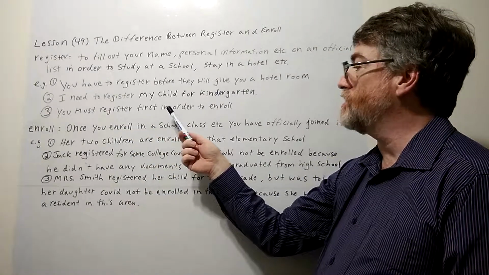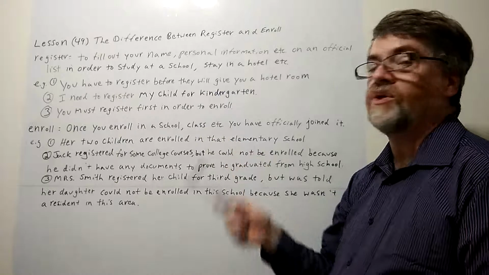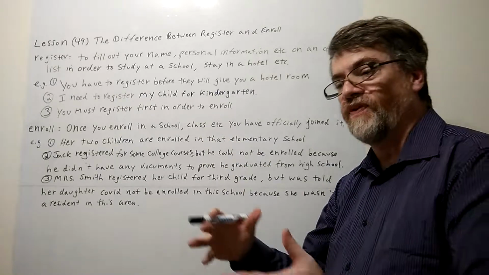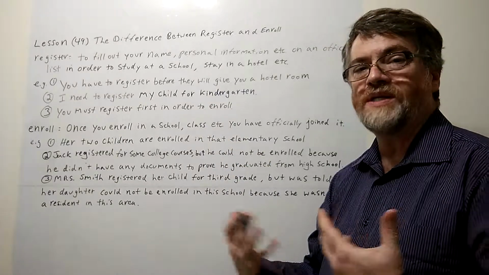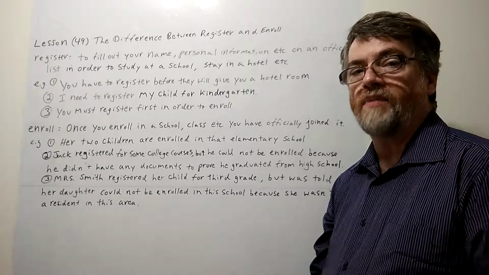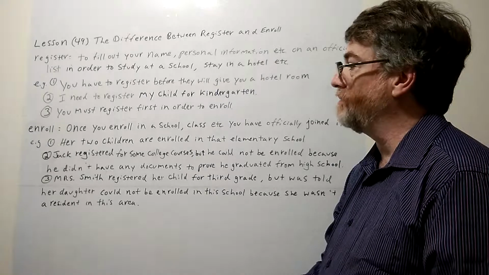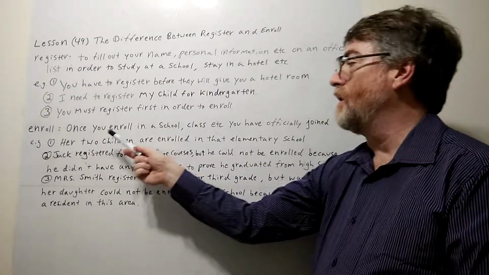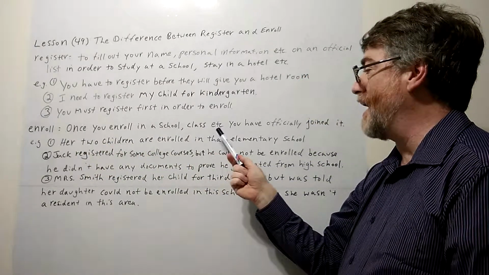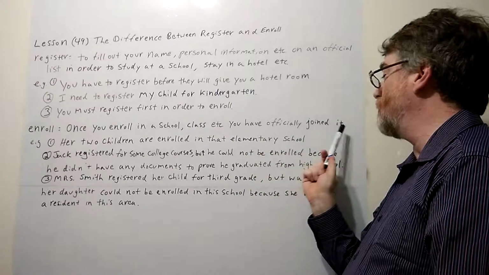All right, let's look at number three, because this, again, helps to explain the difference. You need to register first in order to enroll. So first you need to fill out the paperwork, and then once they accept it, once there's no problem, everything's okay, technically you have enrolled. So let's take a look at enroll. Once you enroll in a school, class, etc., you have officially joined it.